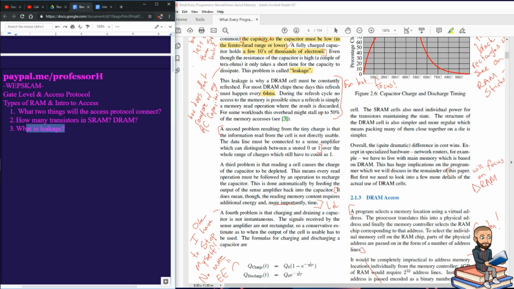Well, let's get a question here. What is leakage? So don't forget it's a type of problem here. But there's more than that as a problem.